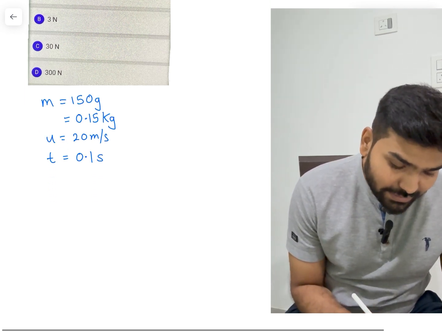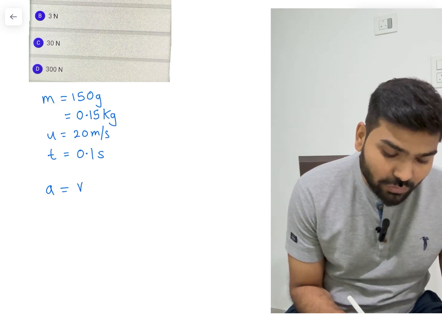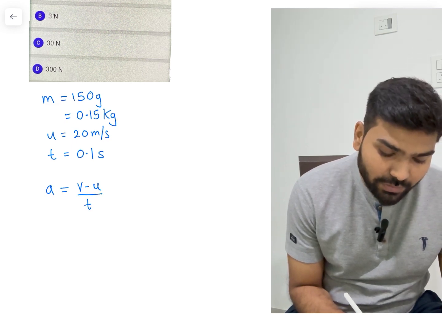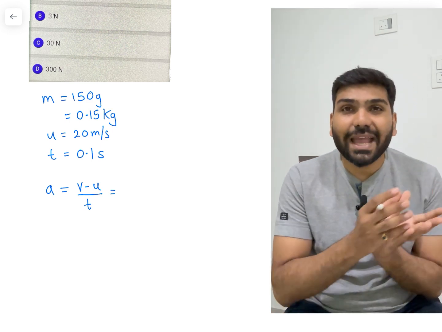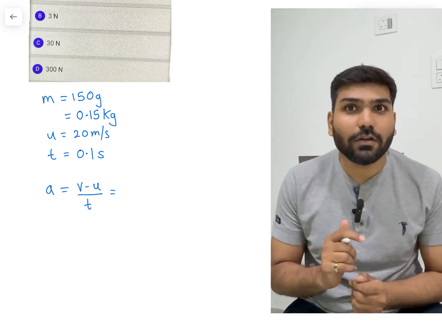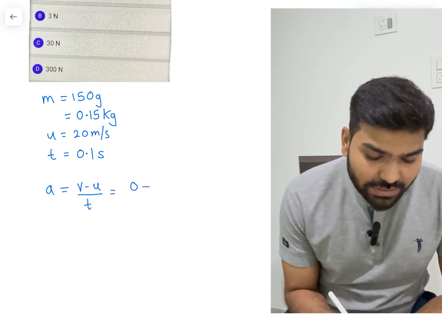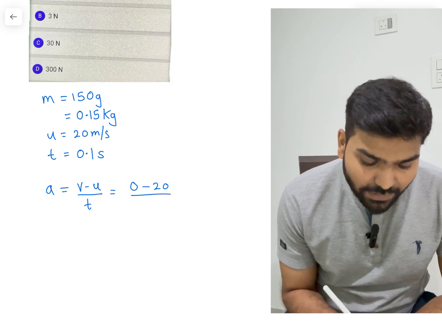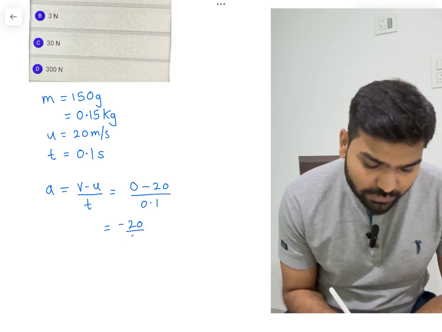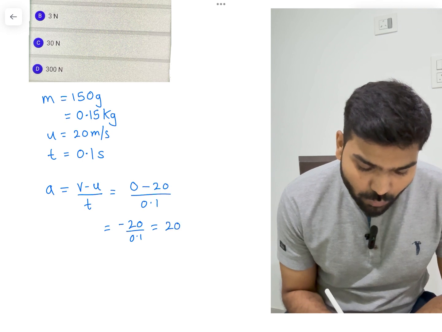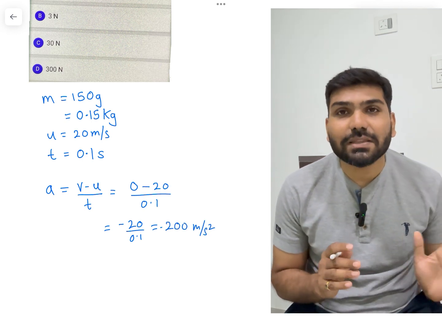So let us take acceleration. To find acceleration, it is change in velocity upon time. So change in velocity is v minus u upon time. Now to find the acceleration, the final velocity, when the player catches the ball, is stopping the ball, which means the final velocity is 0. The initial velocity is 20 meter per second and the time is given as 0.1. So this comes out to be minus 20 upon 0.1, which is 200 meter per second square. Obviously the minus only means that it is retarding.